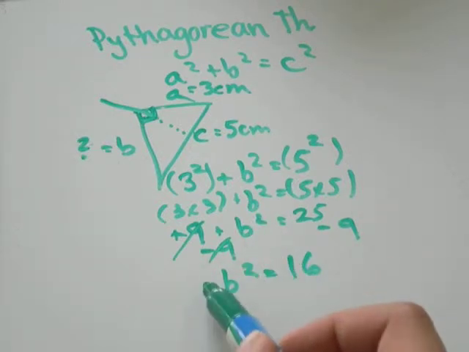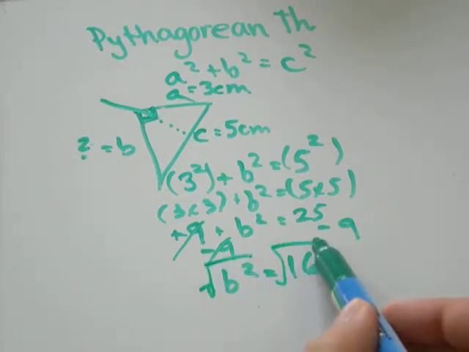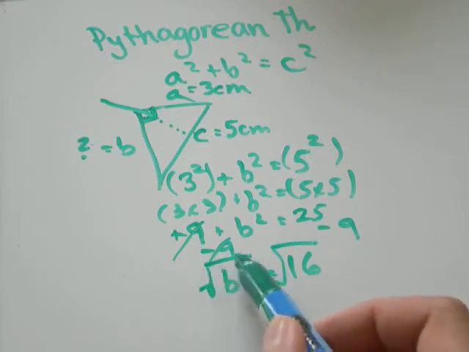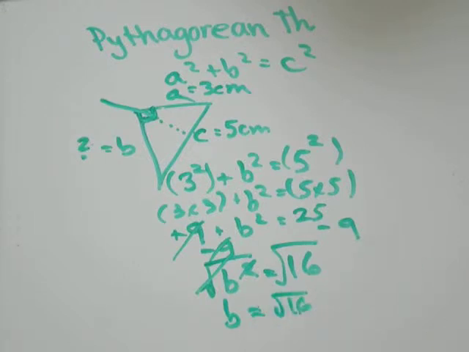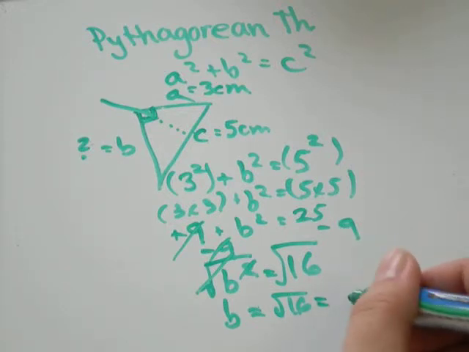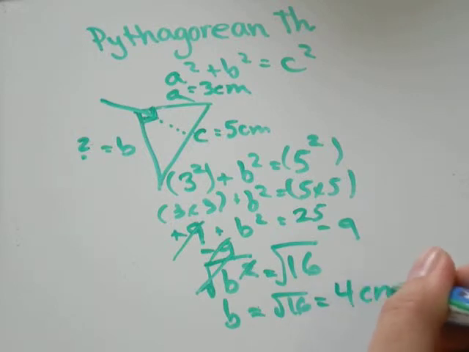To get rid of the squared, I need to take the square root of both sides. The square root and the 2, they kind of cancel each other out, and I'll get b equals the square root of 16. What two numbers multiplied together give 16? Well, 4 times itself would be 4 times 4 is equal to 16. So B would be equal to 4 centimeters.